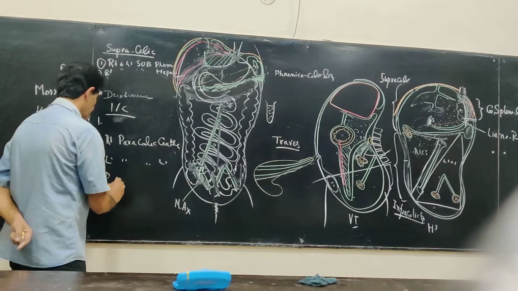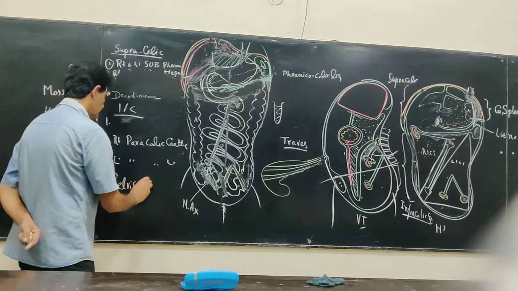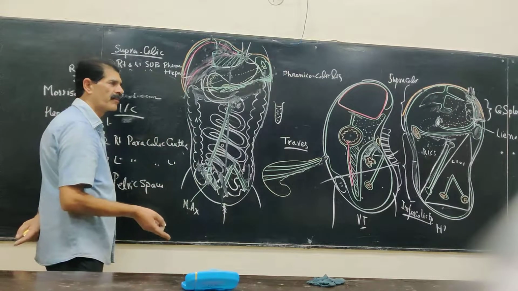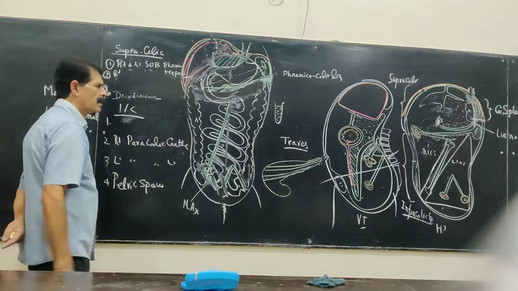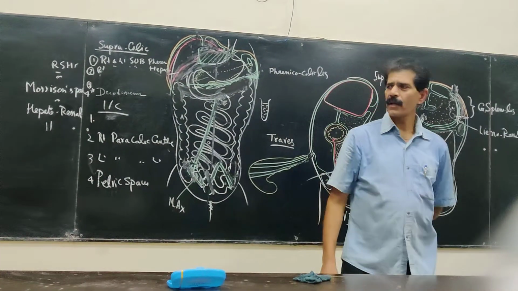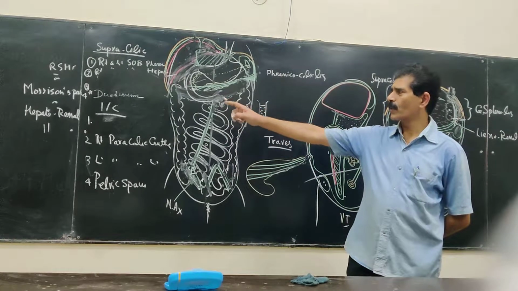Pelvic spaces, they are separate. And we will deal with them when we do the pelvis in the last part of the abdomen. Now we are only doing the major part. So now we will take a clinically important space, that is the Morison's pouch.